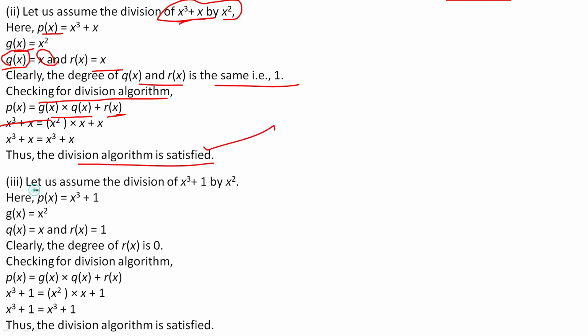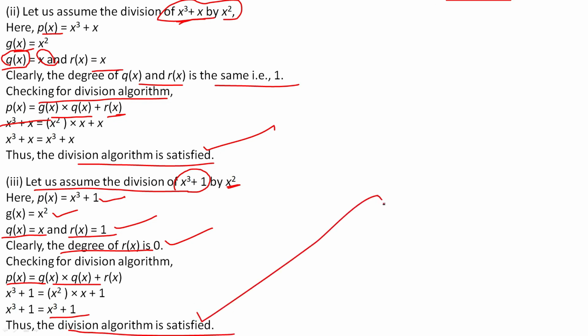Third also it will satisfy. Let us assume the division of x power 3 plus 1 by x square. If you divide, p of x is x power 3 plus 1, g of x is equal to x square, so q of x is equal to x, then r of x you will get is 1. Clearly the degree of r of x is equal to 0. Checking for the algorithm, p of x is equal to, putting these values here, you will get x power 3 plus 1 is equal to x power 3 plus 1. Thus the division algorithm is satisfied. Understood, I hope.